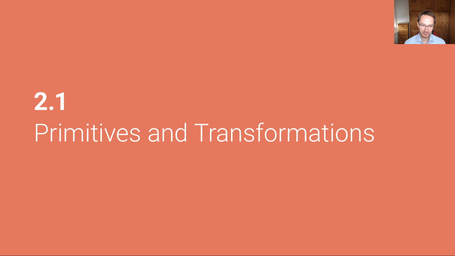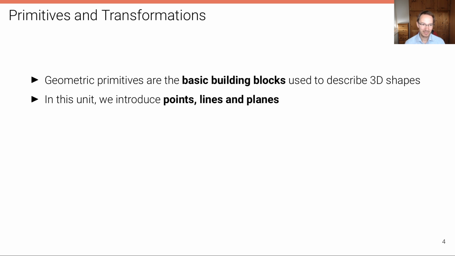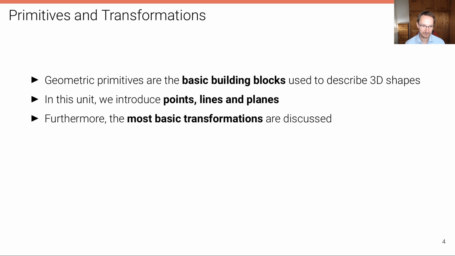Let's start with primitives and transformations. Geometric primitives are the basic building block used to describe 3D shapes. In this unit, we will particularly focus on points, lines, and planes, which are the most fundamental geometric building blocks. Furthermore, we will discuss the most basic transformations both in 2D and in 3D space.